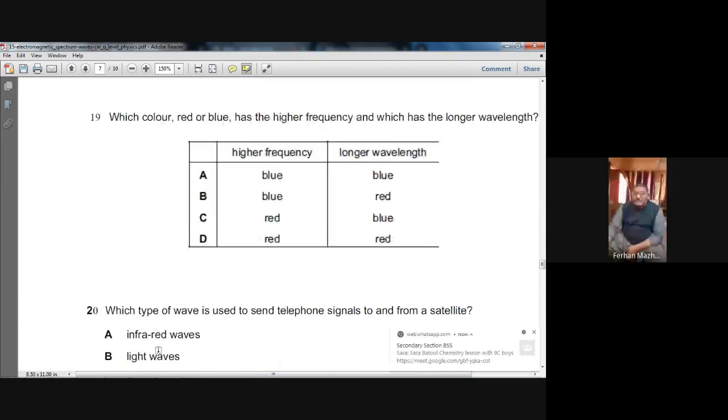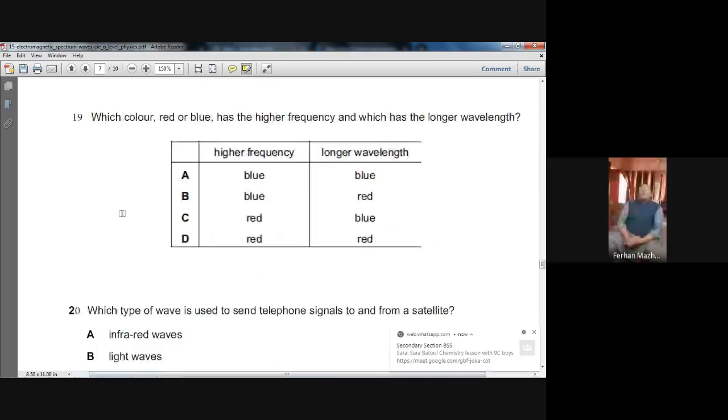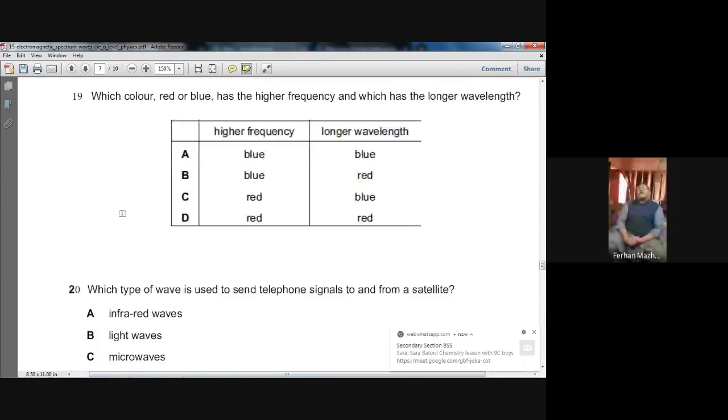The next question. Which color, red or blue, has the higher frequency and which has the longer wavelength? Remember that code word, ROY G BIV. The blue will have the higher frequency. As you go down in that list, the frequency increases, and the wavelength decreases. Because the blue is below the red, the blue will have higher frequency and the red will have longer wavelength.